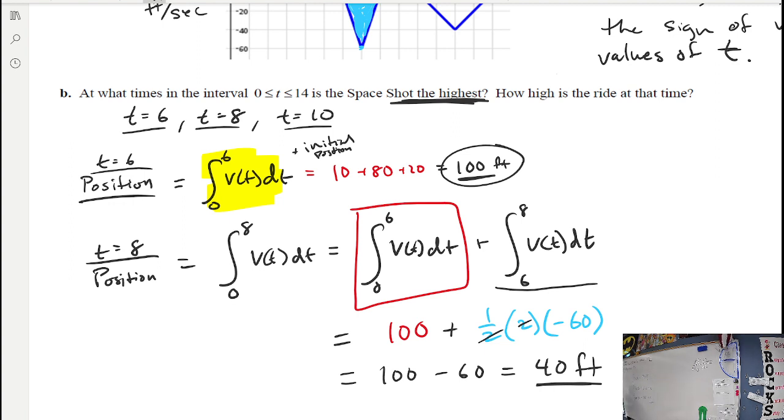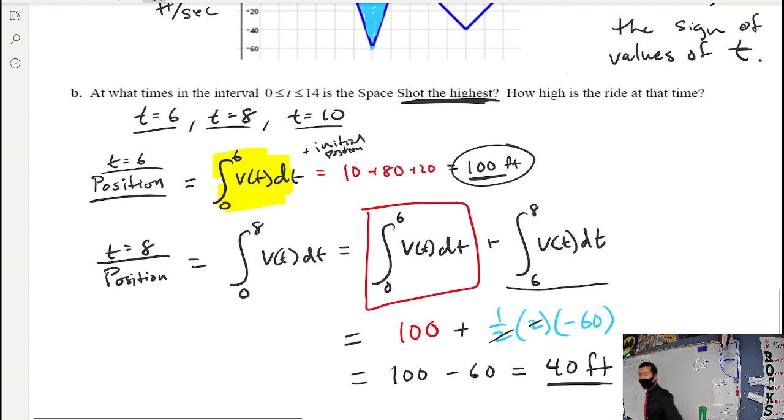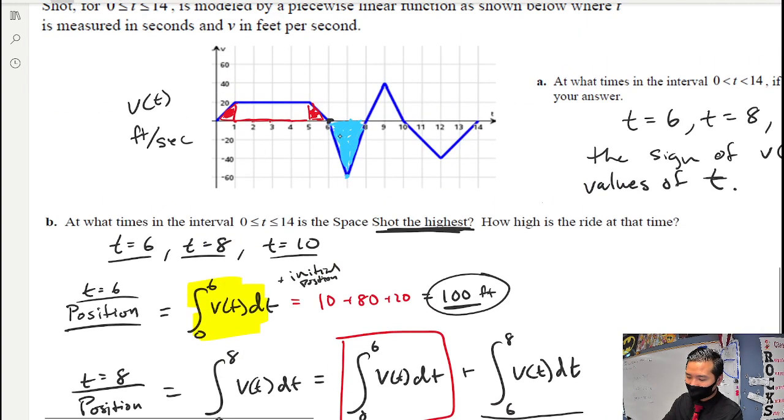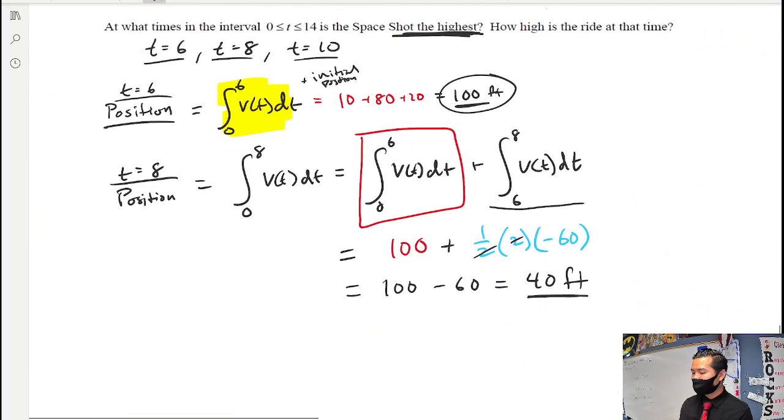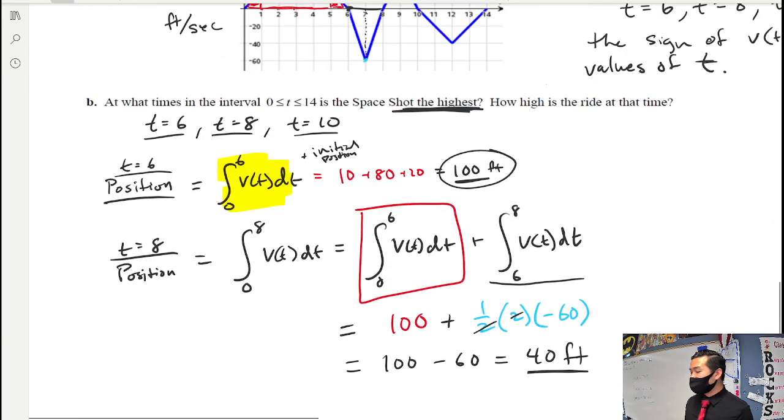The area of a triangle is 1/2 base times height. The base in this case is 2, because let me show you, it's from here to here. And then the height is this. Oh, we also go back down. Do we have to add the initial to this one? Well, what's the initial? It's still at 0, right? Because what are we starting at?